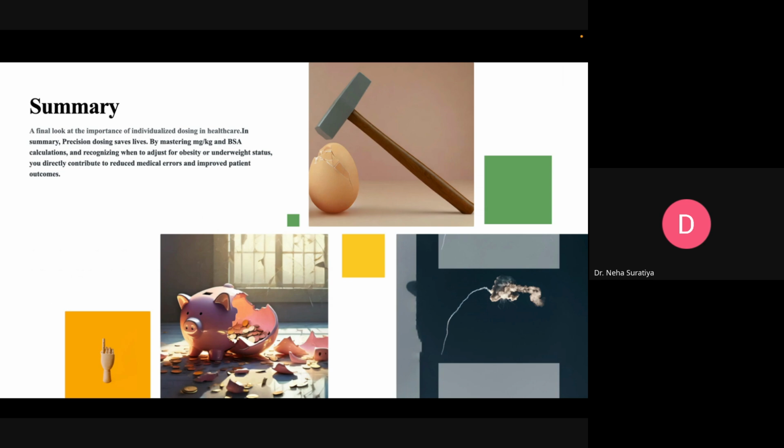And we have a summary. Let's summarize the entire module. Yes, precision dosing saves lives by mastering these concepts: mg per kg dosing, BSA calculation, and obesity and underweight adjustment. You can directly reduce medication errors, improve the overall outcome, and protect your patients. And this is not exam-related content, guys. This is clinical responsibility a healthcare professional should have, right? It is not about whether I'm going to write the formula in the exam or not. No, this is the primary responsibility you need to have.